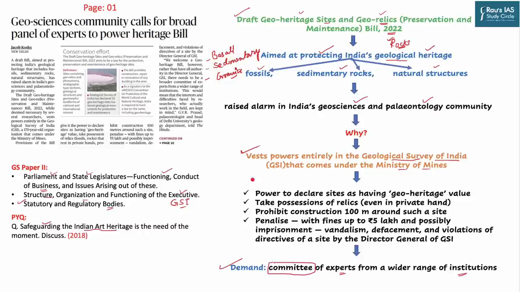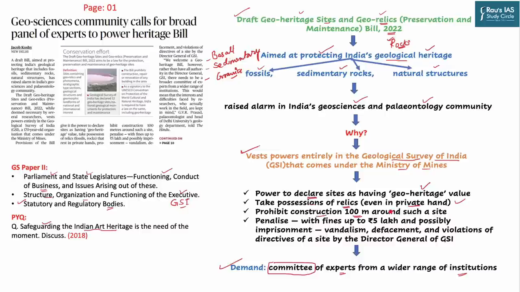The important provisions of the bill include the power of the GSI to declare a site as a geo-heritage site. So now it is the power of the GSI, or Geological Survey of India, to declare any site to be a site of geo-heritage. They can take possession of relics even if they are in private hands. Let's say there is evidence of geology from a particular cave or from a particular basalt or igneous rock. If it is in the possession of a private person, that can be taken over by the Geological Survey of India as per this bill.